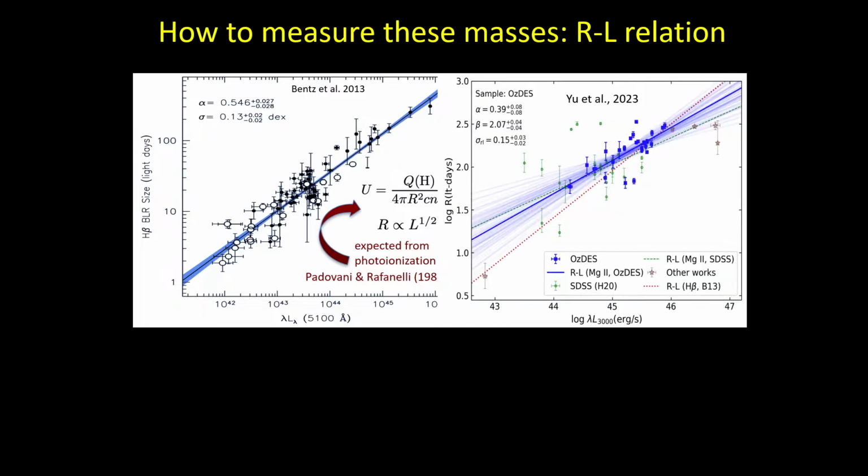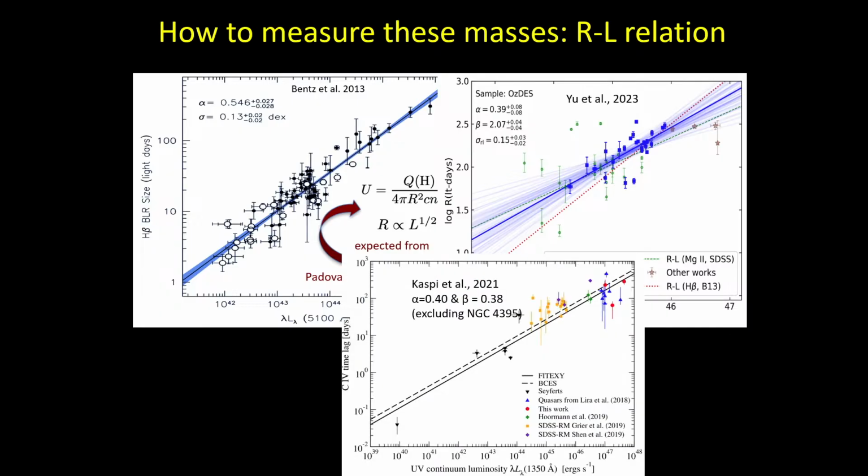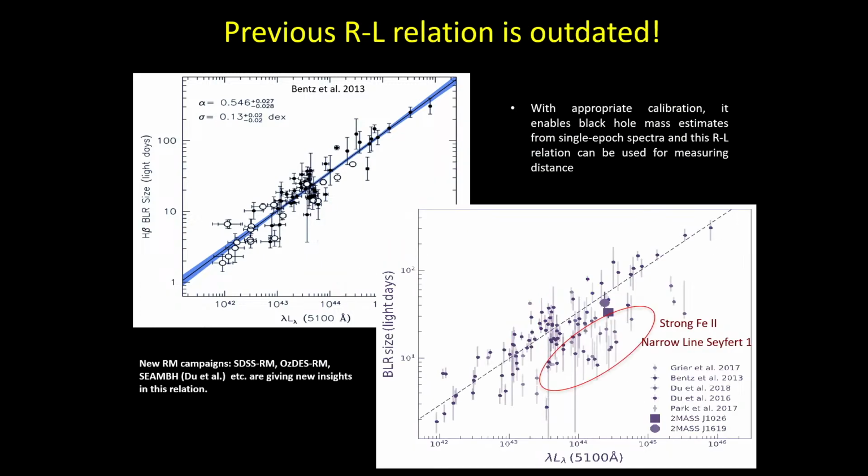This is true for H beta, and a similar relation exists for Mg II, but with a smaller number of objects because of the unavailability of those observations. And we also have a C IV line size-luminosity relation. So these are helpful for single epoch mass measurements. But if you look at this 2013 relation, we see it is getting outdated.